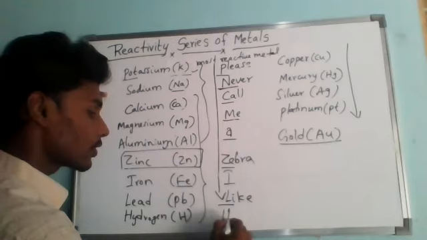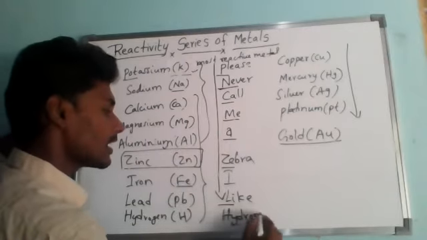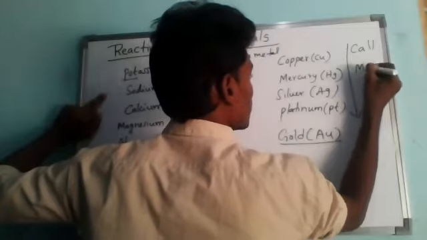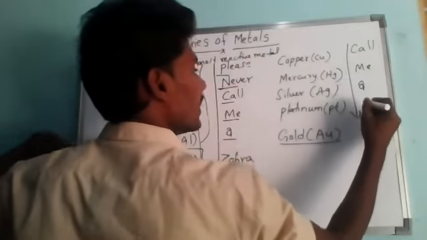So H like hydrogen. Hydrogen is hydrogen only. So H like hydrogen. Call me. Again, C for copper. So call me a. Understanding? Call me a pretty.